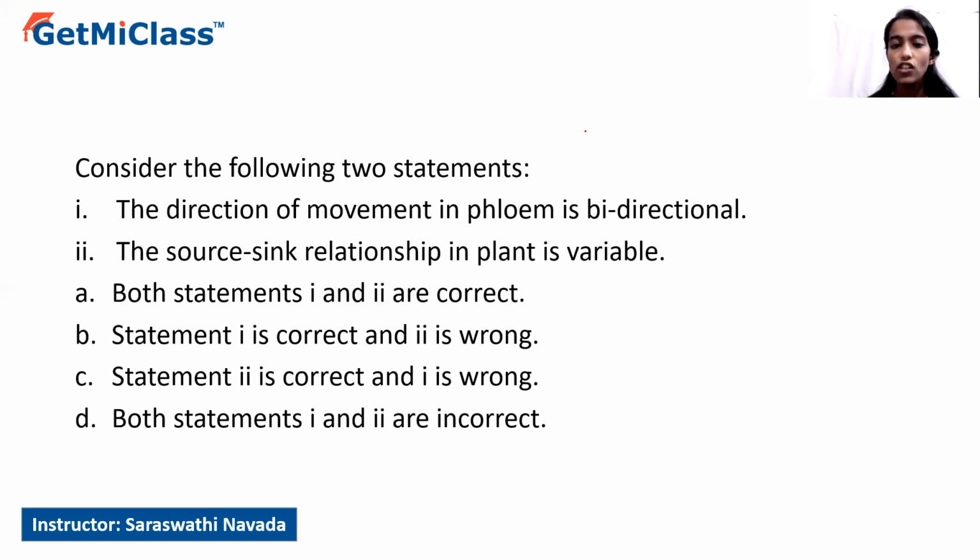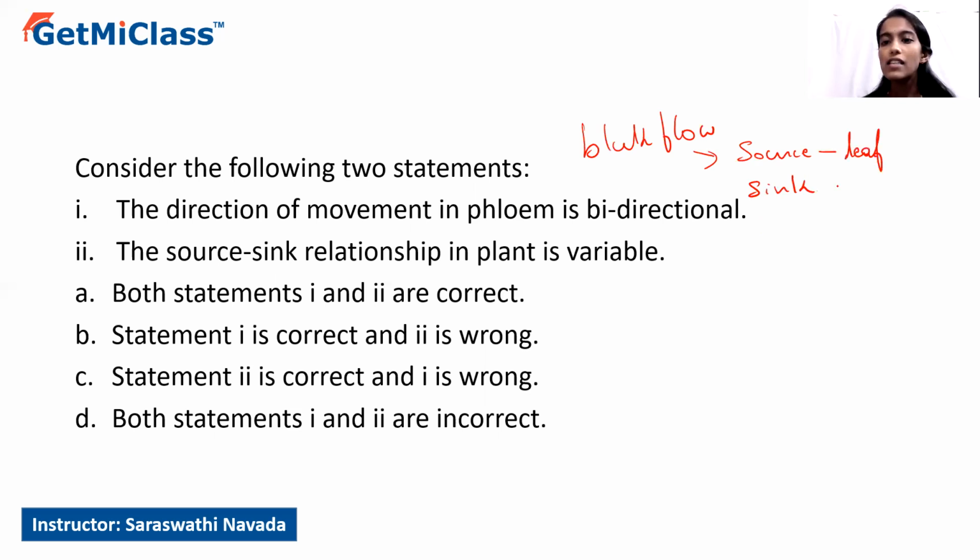So according to the bulk flow or the mass flow hypothesis, it is dependent on the source as well as the sink. So it requires source and sink for the transportation of organic solutes. And in general, in case of plants, leaves are considered as the source, whereas sink will be the young parts of the plants. So here it is a general concept, but the concept of source and sink, they are variable according to the mass flow hypothesis.